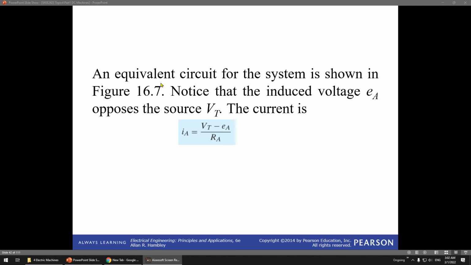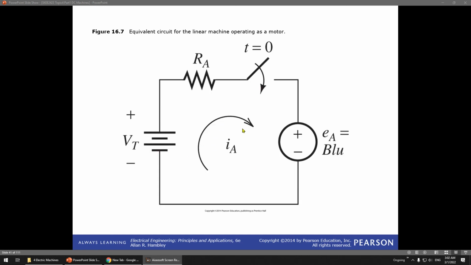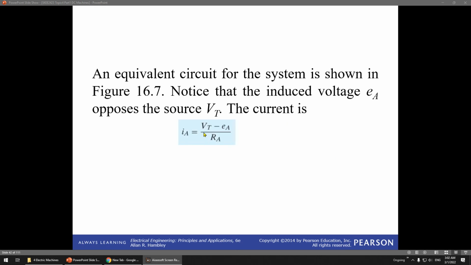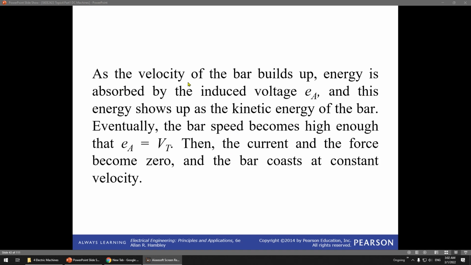So the equivalent circuit for the system is shown in figure 16.7. Notice that the induced voltage EA opposes the source VT. So you can say that IA equals, using Kirchhoff's voltage law, VT minus EA divided by RA. As the velocity of the bar builds up, energy is absorbed by the induced voltage, and the energy shows up as the kinetic energy of the bar.